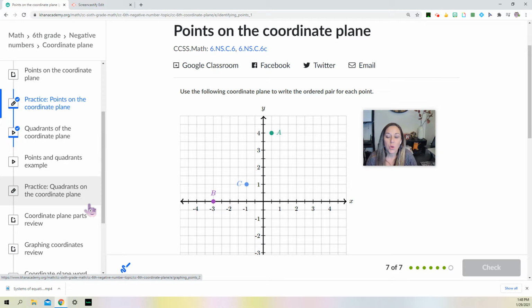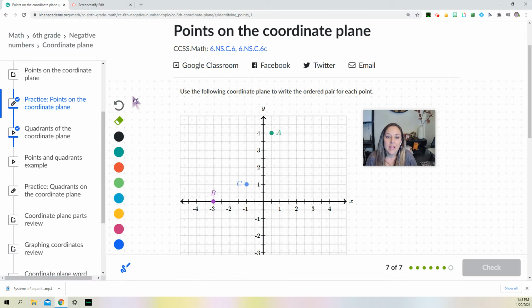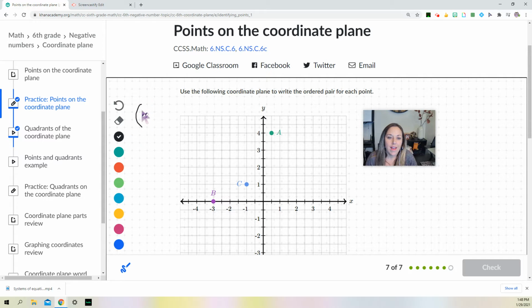Okay, to plot points on a coordinate plane, you are always going to think of x and then y. X, comma, y. It's alphabetical order. X goes first and then the y. When we talk about the x, we're talking about the x-axis. The x-axis is the horizontal number line. It runs left and right. And the y-axis is the vertical number line. It runs up and down.